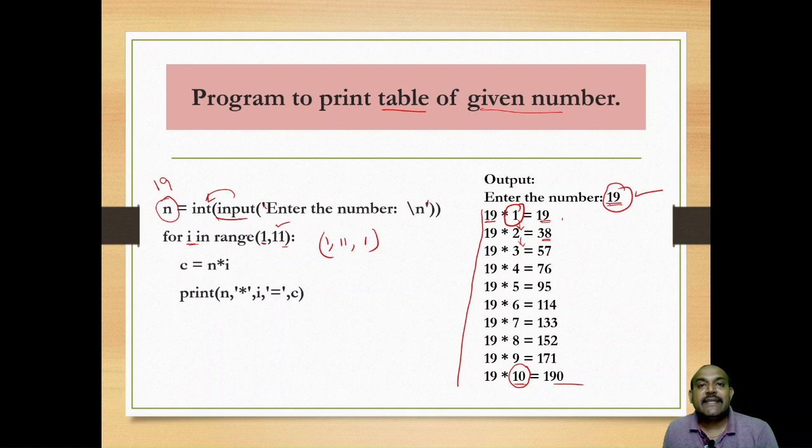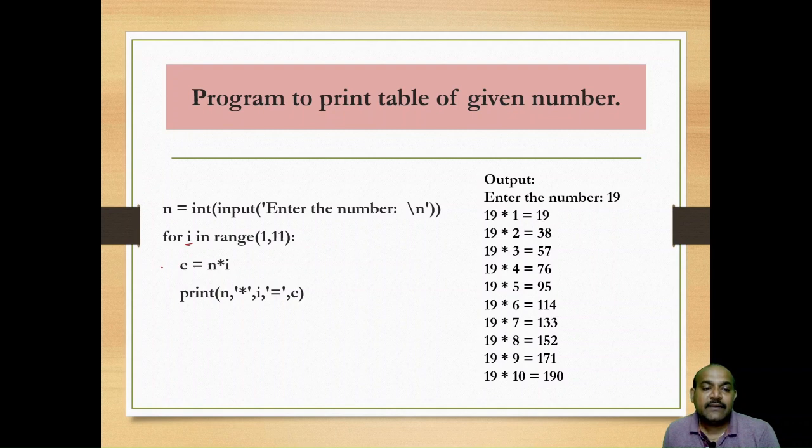Now, for I in range of 1 to 11, I takes the value 1 and enters into the loop, because 1 is in the range of 11. So, now n was 19, 19 into 1, the answer is 19. Now, C will have 19. 19 into 1 is 19, therefore, 19 is stored in variable C. Now, what I am printing here is print n. What is the value of n? I have not written quotes for n. If you write quotes for n, it will print as it is, that means the string n itself.